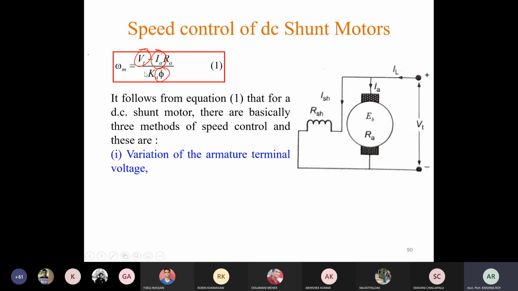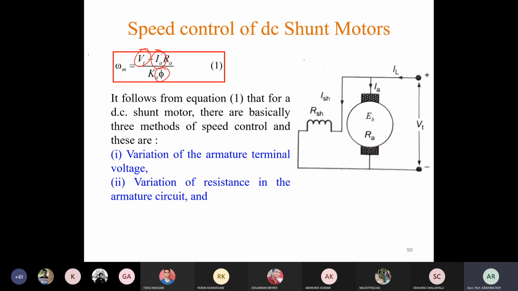Okay. So first of all we can change the terminal voltage. So the first method is variation of the armature terminal voltage. Second method is variation of resistance in the armature circuit. Though we are saying that armature current is the variable, actually we will change this armature current by varying the armature circuit resistance.